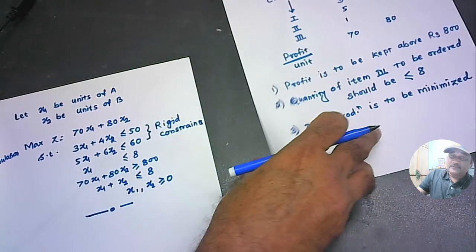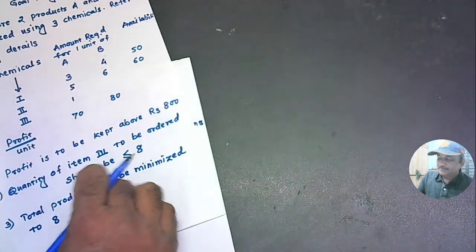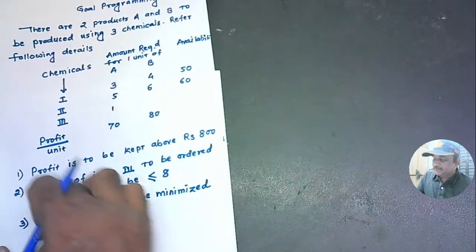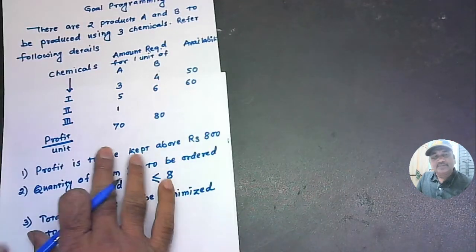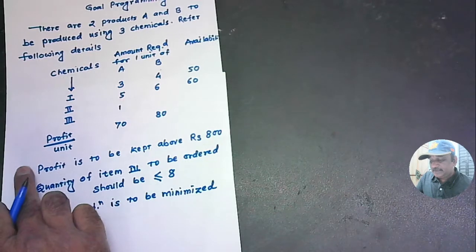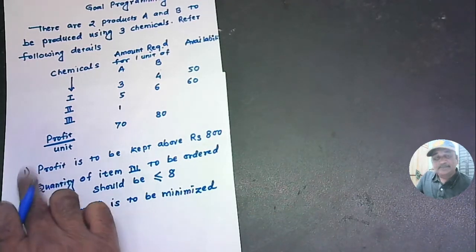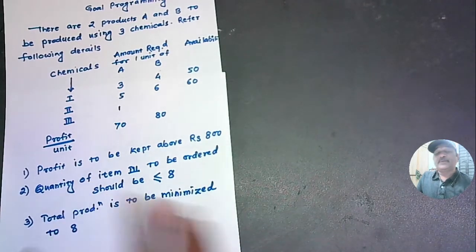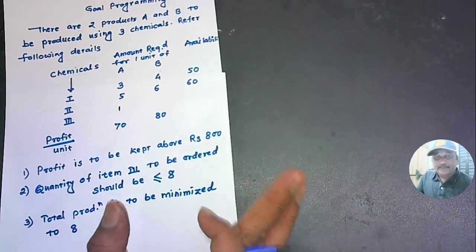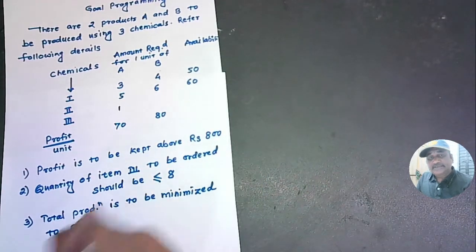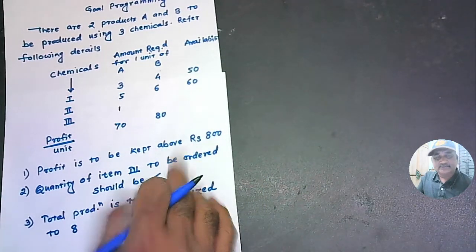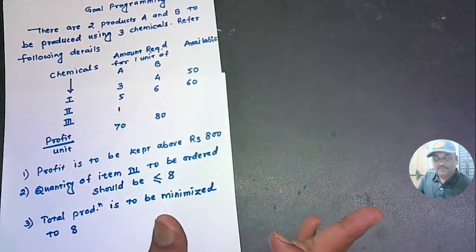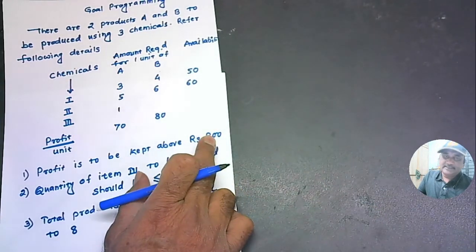Now, something which is given to you in this problem, in addition to the details initially given to you, are normally considered as goals. In the sequence they are written, they are prioritized. This is the first priority goal, that the profit is to be kept above 800. It doesn't mean that it essentially has to be greater than 800. Sometimes it can be 700 also, 600 also, 900 also. That is simply a target given to you.